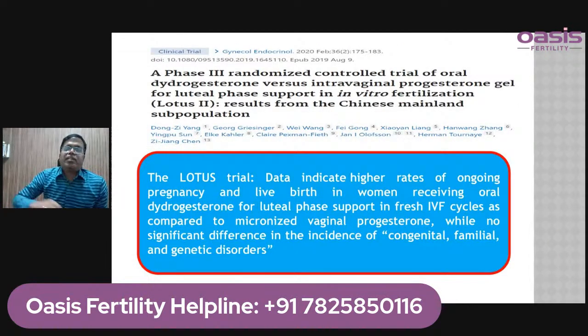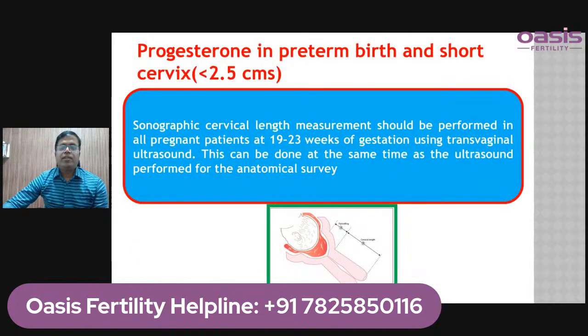Similarly, there was a phase 3 randomized controlled trial of oral dydrogesterone versus intravaginal progesterone gel for luteal support in IVF, known as the Lotus trial, where they found higher rates of ongoing pregnancy and live birth in women receiving oral dydrogesterone for luteal phase support. Dydrogesterone is superior, they found in the Lotus trial, in fresh IVF cycles as compared to micronized vaginal progesterone, with no significant difference in the incidence of congenital, familial, or genetic diseases. It is not affected in congenital defects or any kind of familial or genetic disease.